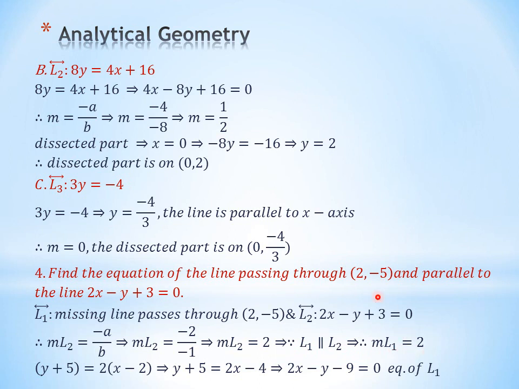If I have the slope and the point, I go to my equation and substitute the values of x and y and the slope, and I rearrange the equation. This is the missing equation of L1.